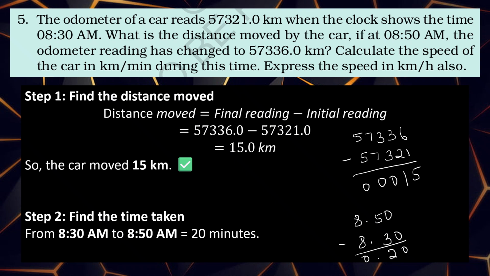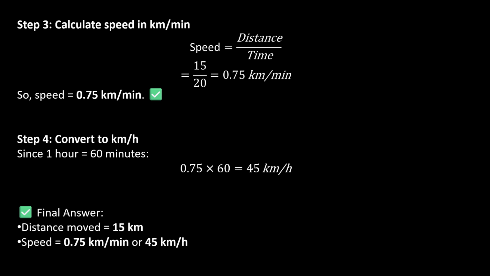Now we know the formula. Calculate the speed in kilometer per minute. Speed is distance by time. In the previous steps, we found out the distance is 15 kilometer, 20 minutes. So 15 divided by 20.